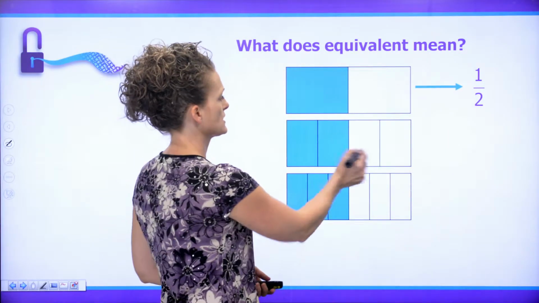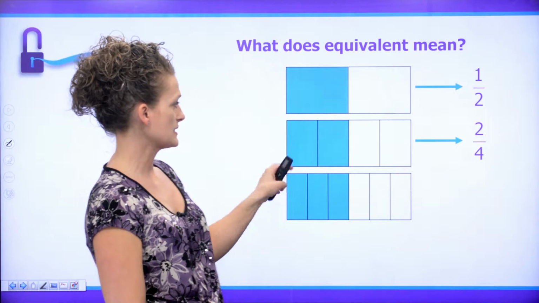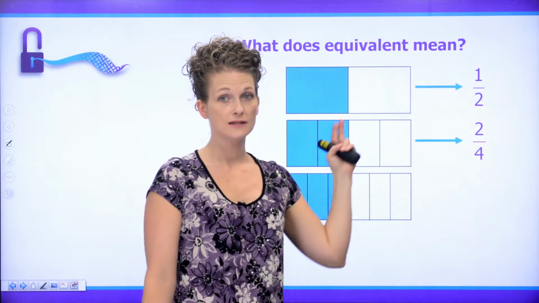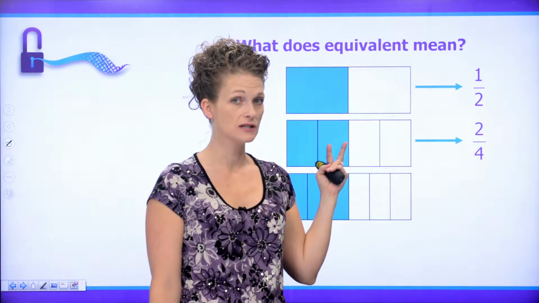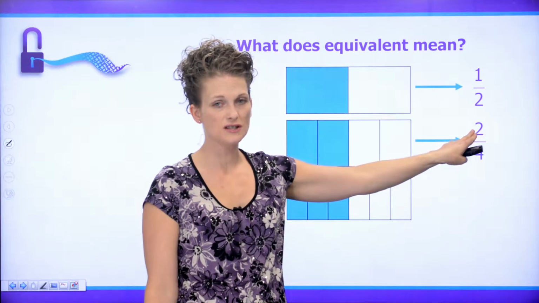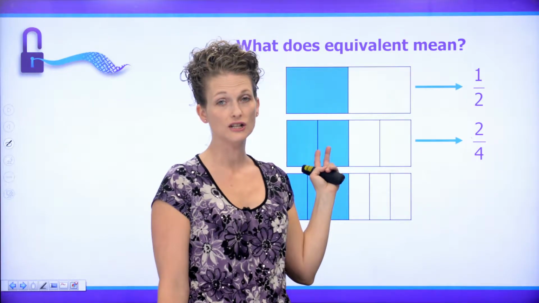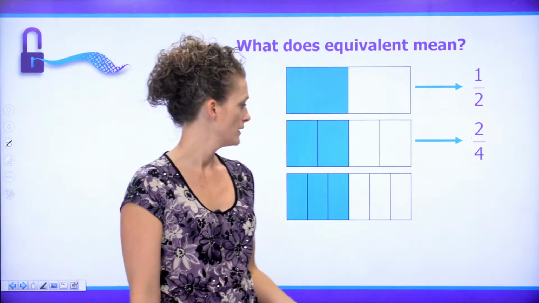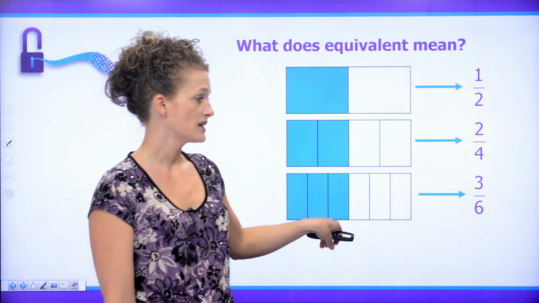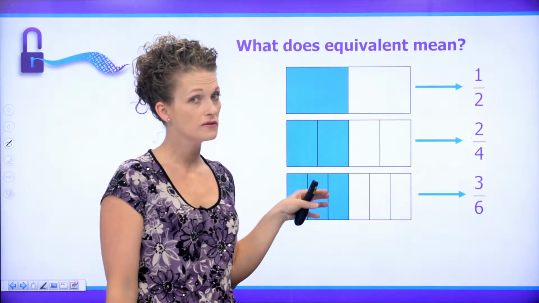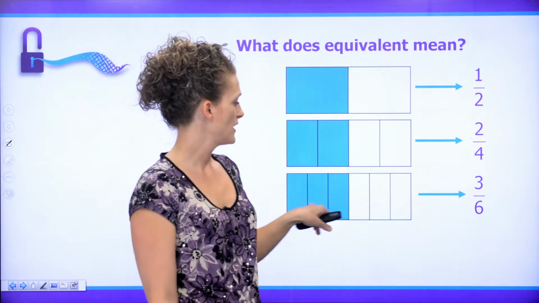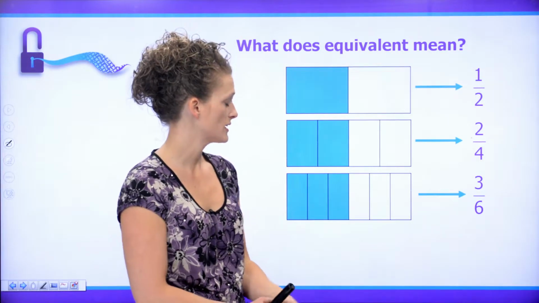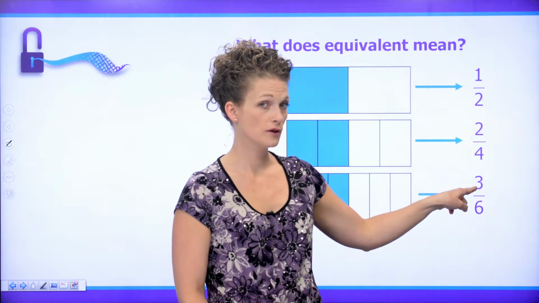All right, so what about this one? This one has 4 pieces and 2 are shaded. So the denominator says divide the whole into 4 parts, and the top is how many we have shaded. So 2 parts of 4 are shaded. And this rectangle right here, again, keep in mind these are all equivalent sizes. This is divided into 6 equal parts and 3 parts are shaded. So 6 equal parts, 3 of them are shaded.